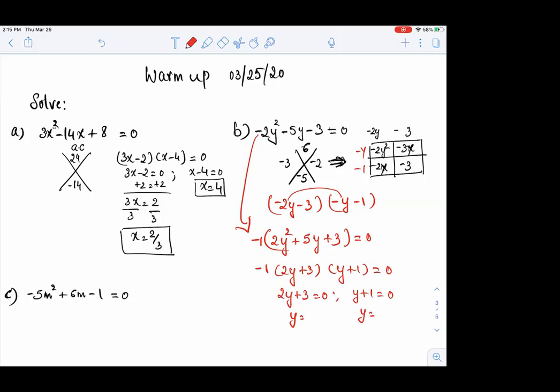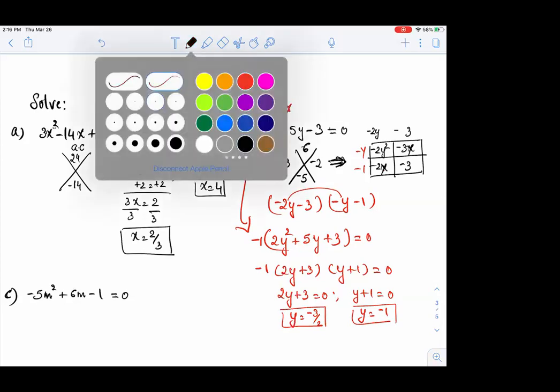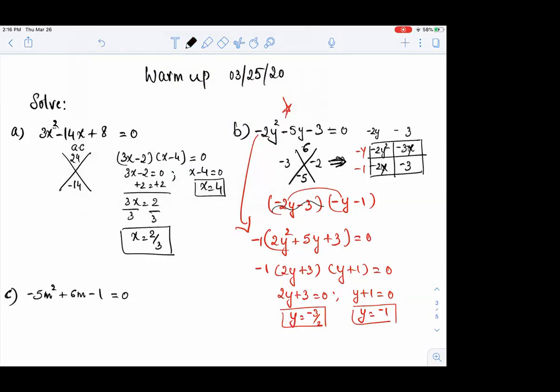Y equals negative 3/2. Correct. And from the second one, y is equal to? Negative 1. Correct. So you have again 2 answers. One thing that you have to remember is, if you take the negative outside, if the term is starting with a negative number, that's going to make the factoring a little easier. Otherwise, you'll end up with something where you actually had a wrong one here.